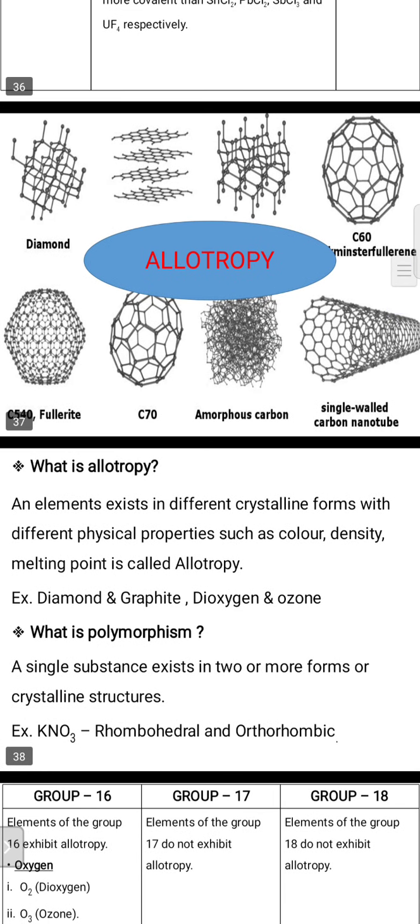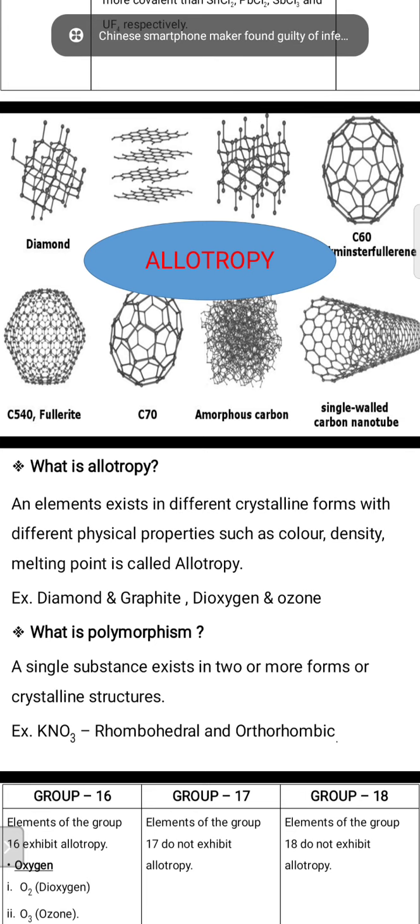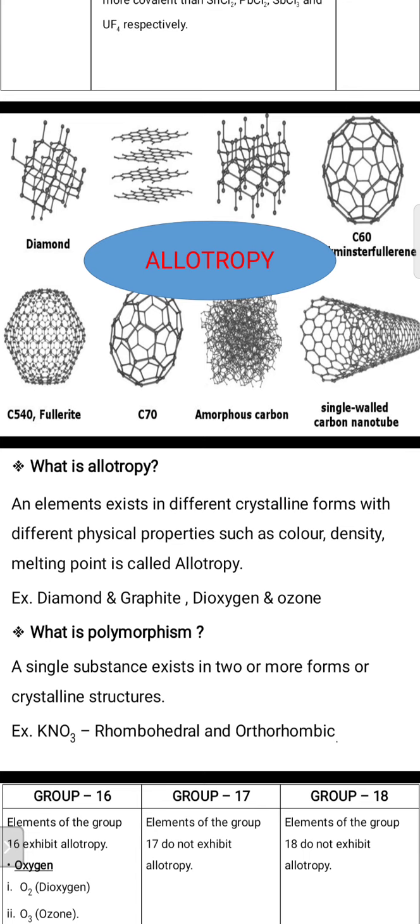Now, students, today we're going to start from the same chapter, allotropy. Allotropy is the concept regarding the mixture of two or more than two metals. In the diagram you see diamond, carbon 60, fullerenes, carbon 540, fluorite, carbon 70, amorphous carbon, and single wall carbon nanotubes. Before studying this topic, we have to know what is allotropy.